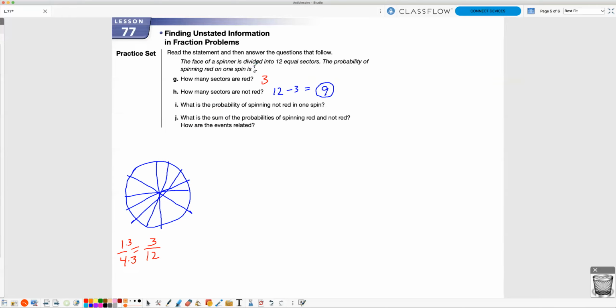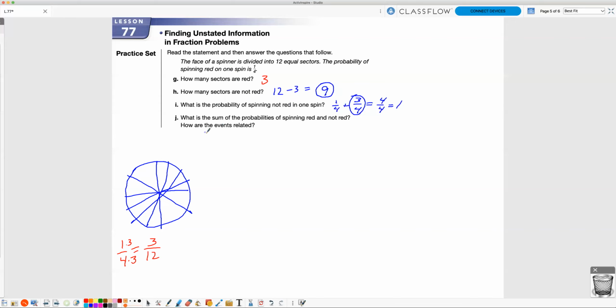Remember, red was 1/4, so what would be the complement, or what would be the thing that you would have to add to 1/4 to get one whole? 3/4 would be the answer because 4/4 is the same as 1 whole. So 3/4 is going to be the probability of not red if the probability of red was 1/4.